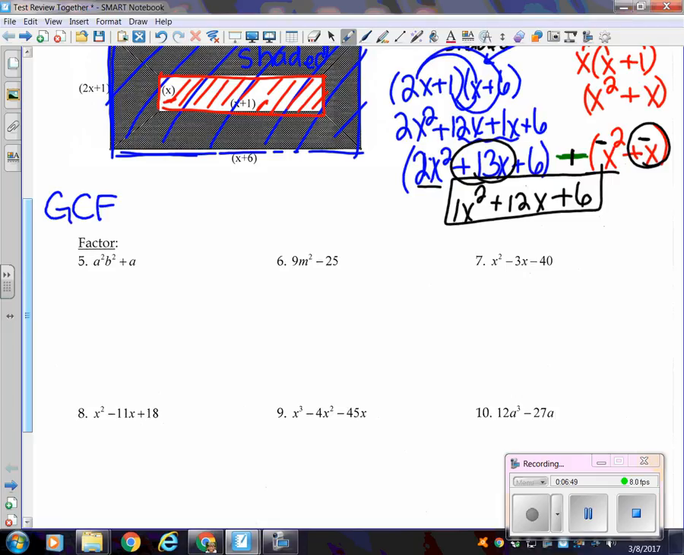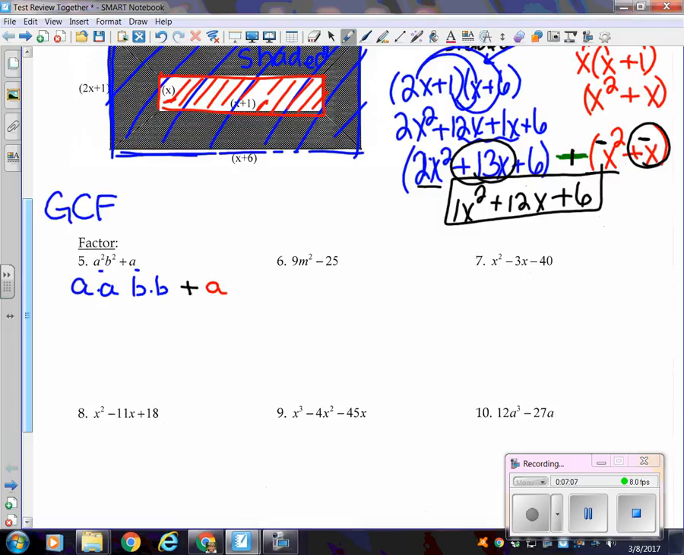Number 5, I noticed that I have an A in the front part and an A in the second part. Just to go back and refresh, that's really A times A, that's really B times B, and over here, this is just an A. All right, and this is separated by a plus sign.